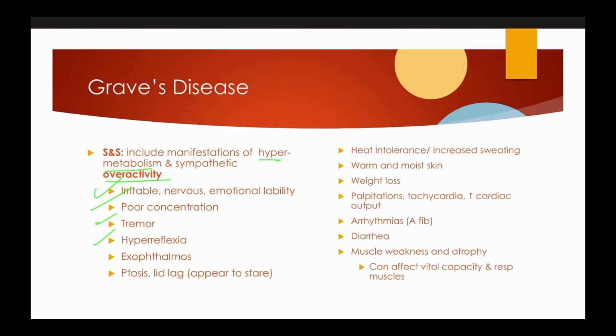Okay? Labile, not really any type of affect. Poor concentration as well, no tremor, hyporeflexic. Here's your exophthalmos, ptosis or lid lag. Again, due to the excess accumulation of tissue behind. Heat intolerance, so they have a very high temperature, they start sweating like crazy. Warm skin, weight loss again.